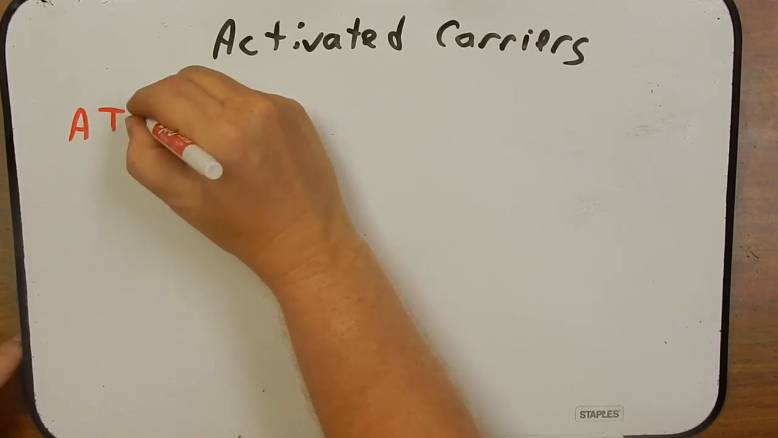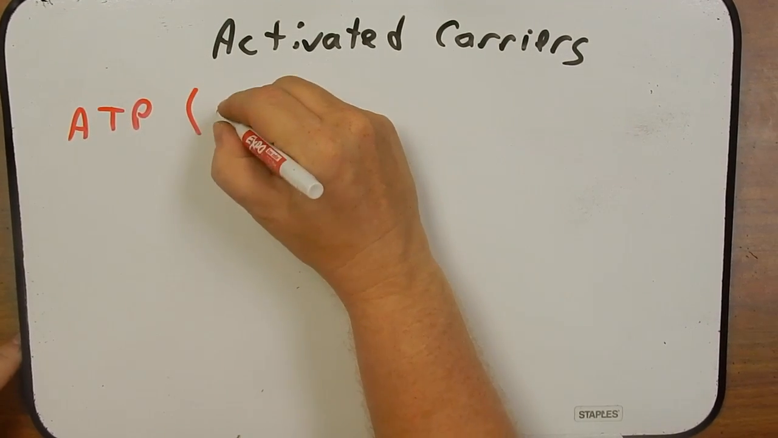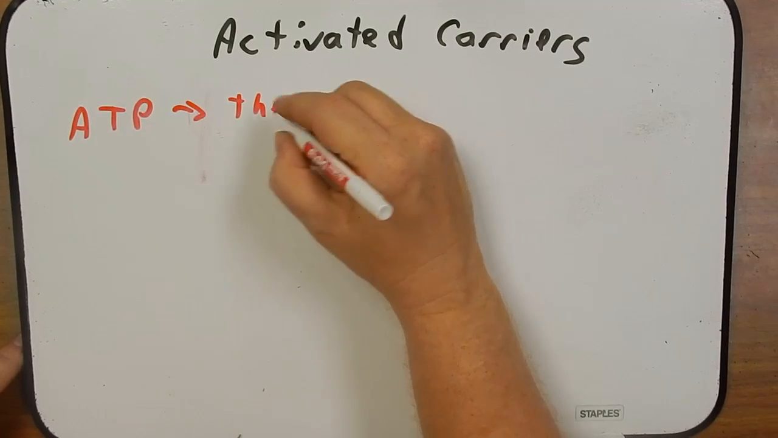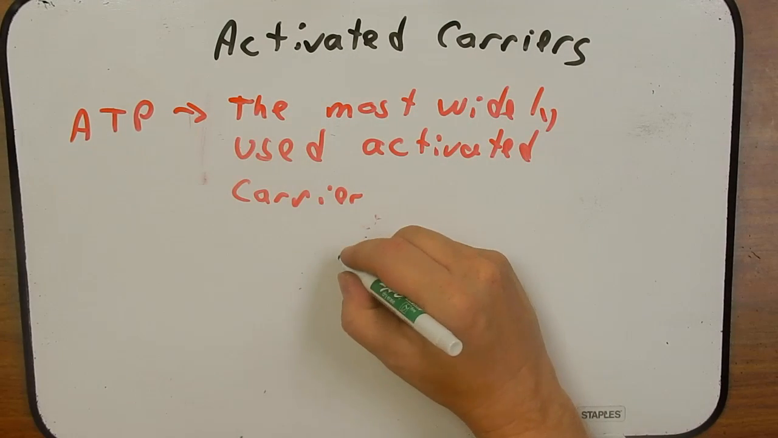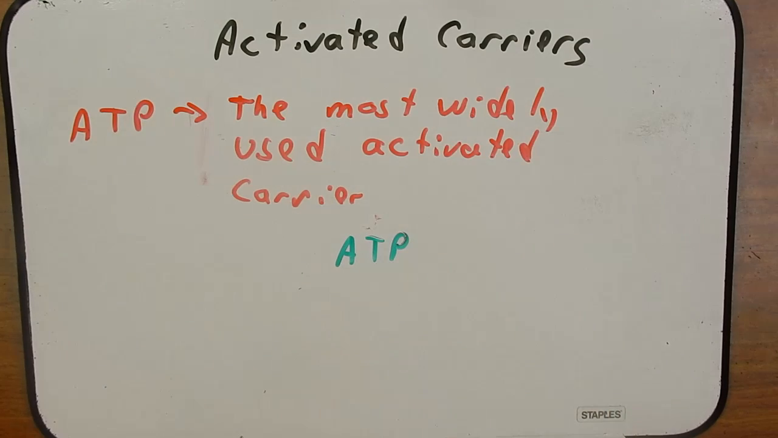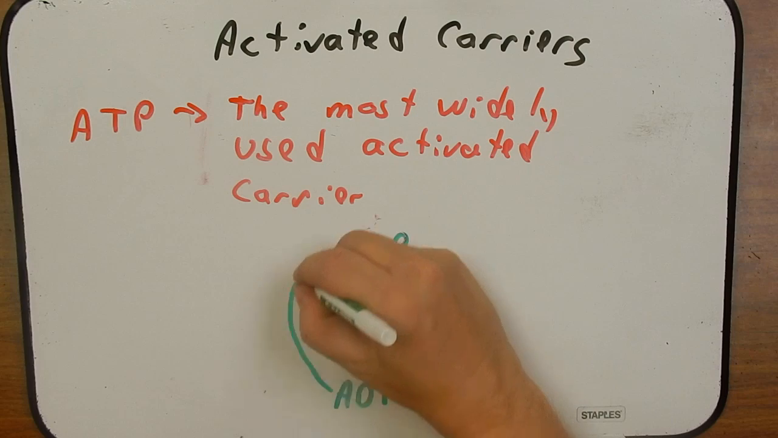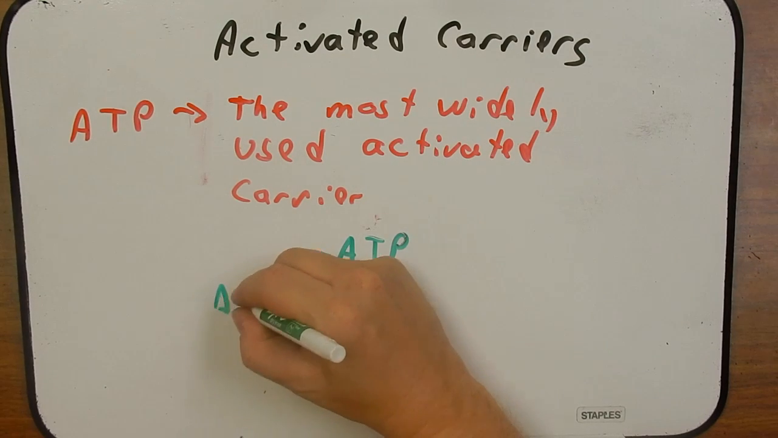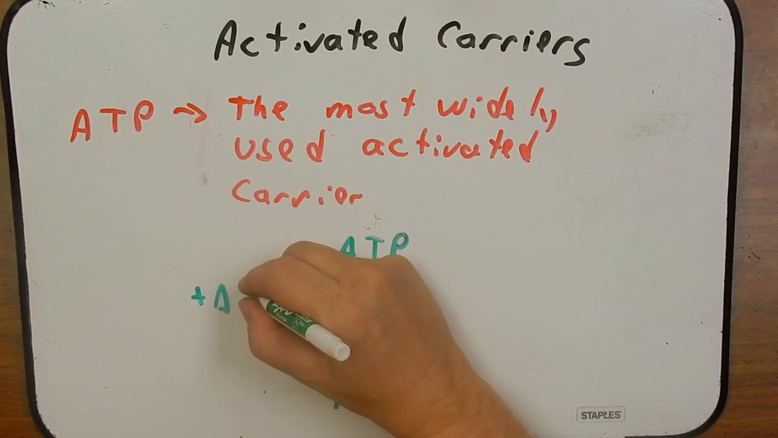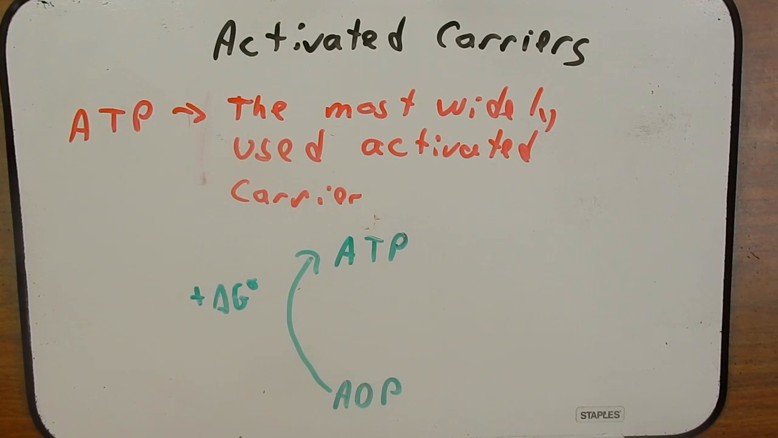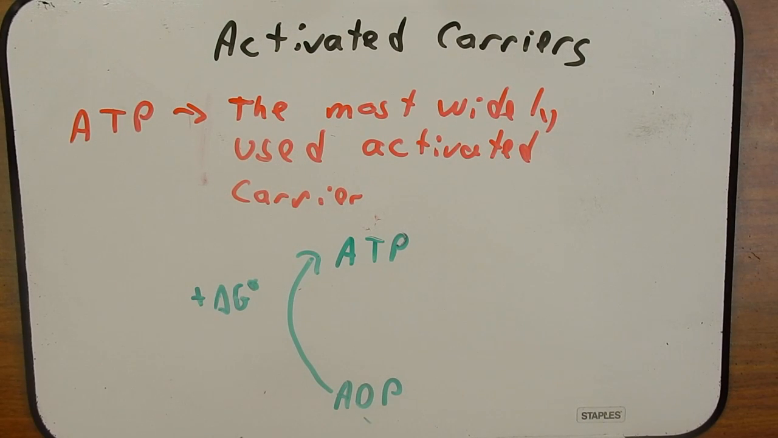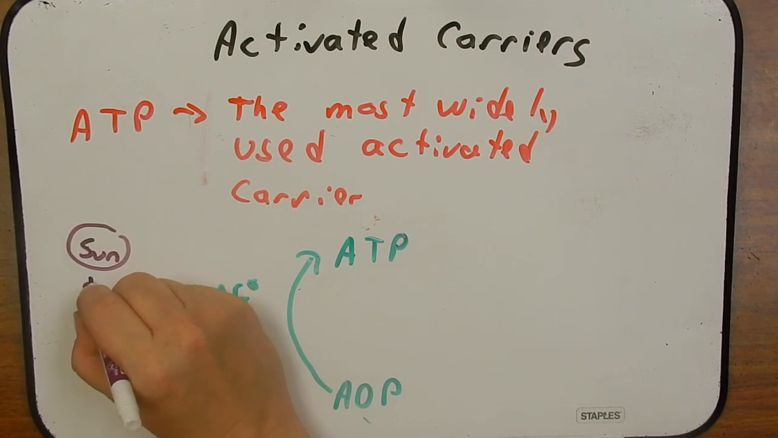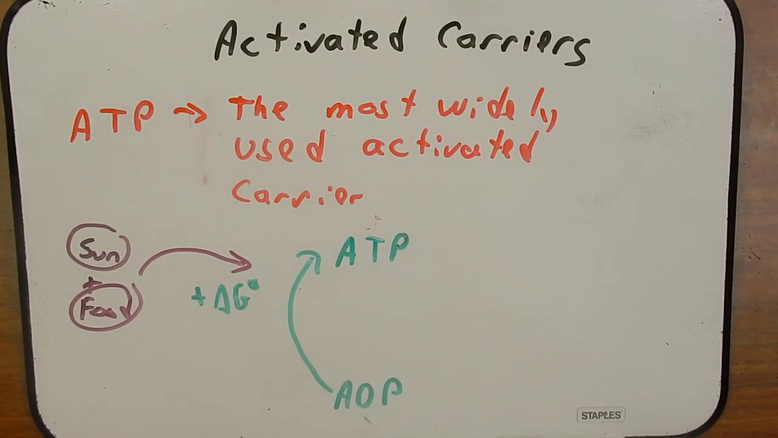ATP. Let's talk about ATP. ATP is the most widely used activated carrier. We can put ATP up here in this picture and ADP down here. Going from ADP to ATP is an energetically unfavorable reaction. It has a positive delta G0. But even though it has this positive delta G, this can be moved forward because ultimately the sun and food drive this reaction.